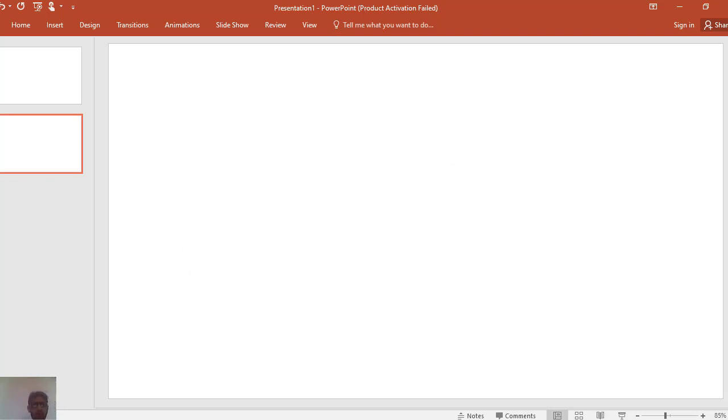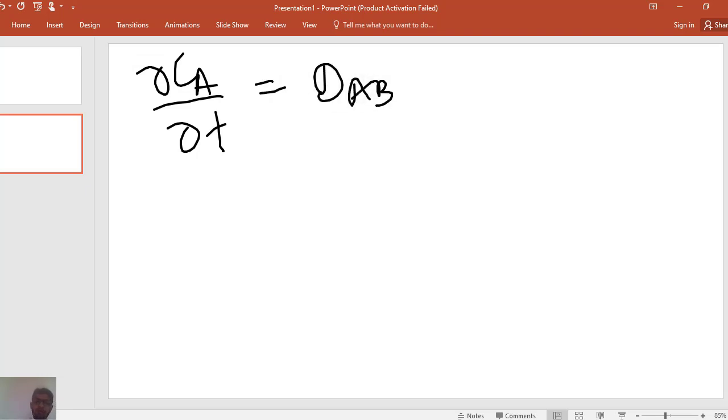So we will go to some mathematical form. The first postulate of this theory, which we have discussed, is that the mass transfer in the liquid element will be unsteady. So Fick's second law will be written for this postulate: dCA/dt equals the diffusivity of A and B.